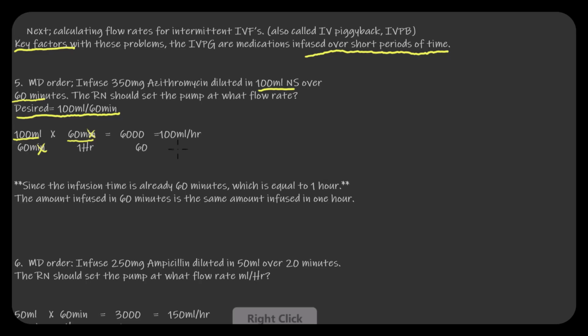Now, since the infusion time is already 60 minutes, which is equal to 1 hour, the amount infused in 60 minutes is exactly the same amount infused in 1 hour. I've just written it out with the conversion factor to illustrate the dimensional analysis setup.